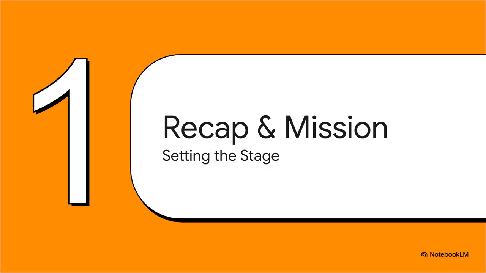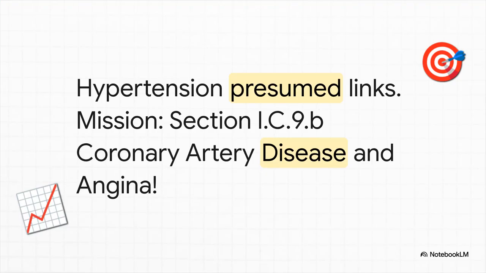Section 1. Recap and Mission. Let's set the stage. Remember how in part 45 we nailed down that presumed causal link for hypertension? Well, today we're taking that exact same analytical energy and throwing it at section IC9.B, atherosclerotic coronary artery disease and angina. We're strictly talking CMS combination rules, vessel hierarchies, and those incredibly sneaky history status traps that will absolutely get you audited if you aren't careful.